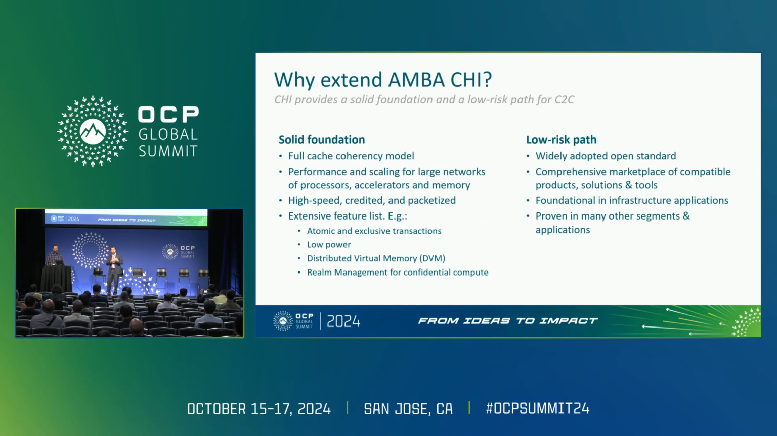And if we continue a little bit on the motivation and think of why we picked CHI in particular, it's simply because it gives us that solid foundation. CHI is already a very high performance protocol. It's credited, and more importantly, it is already a fully coherent protocol, and we're going to dive into why that is interesting here. And it's also a very low risk path. It's also widely used and proven.